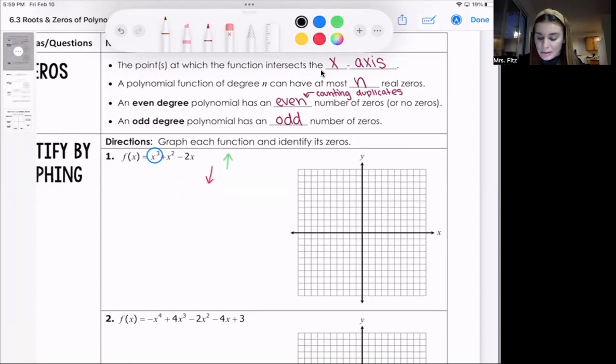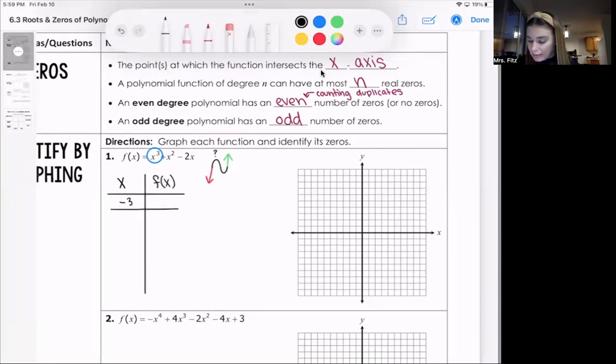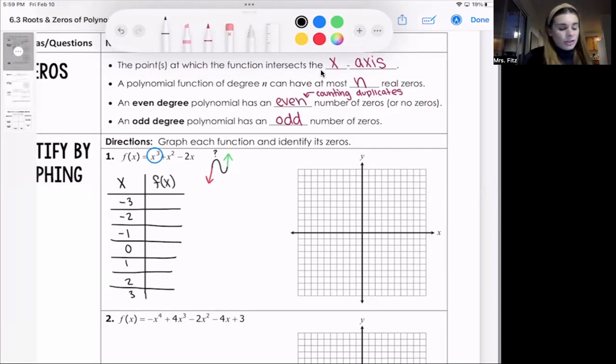Now we need to figure out what's going on in between. To do that, I'm going to go ahead and set up a table. So I have x, I have f of x, and I'm going to go ahead and fill in this table of values. We'll go -3, -2, -1, 0, 1, 2, and 3. Okay, so you're welcome to use a calculator to help you get this table set up. So we're going to go ahead and quickly type these in.